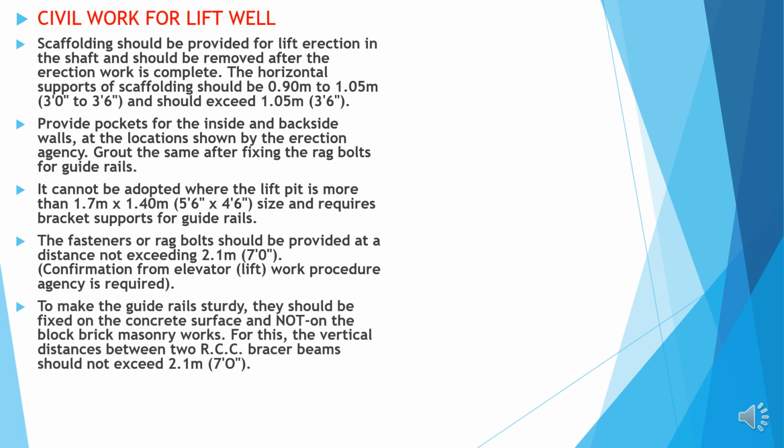To make the guide rails steady, they should be fixed on the concrete surface and not on the block or brick masonry works. For this, the vertical distance between the two RCC beams should not exceed 2.1 meter.